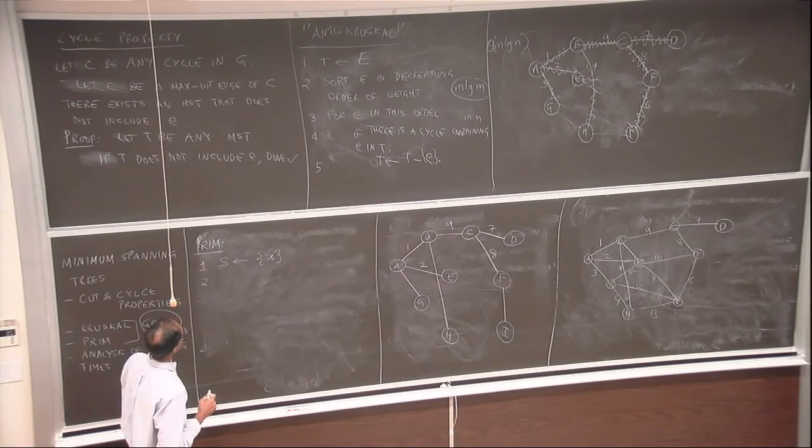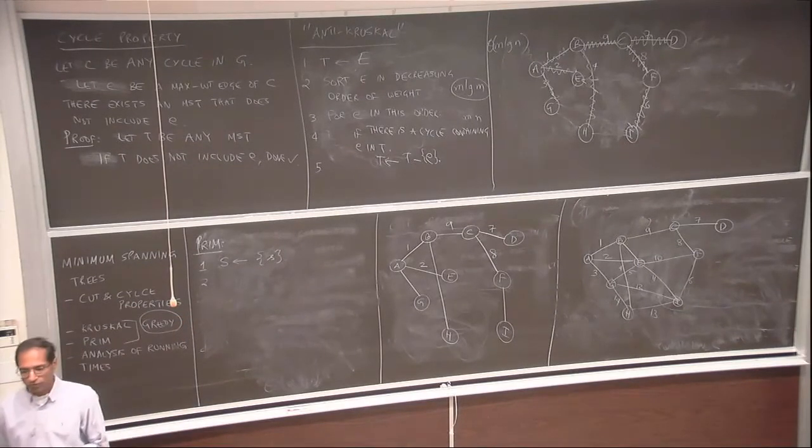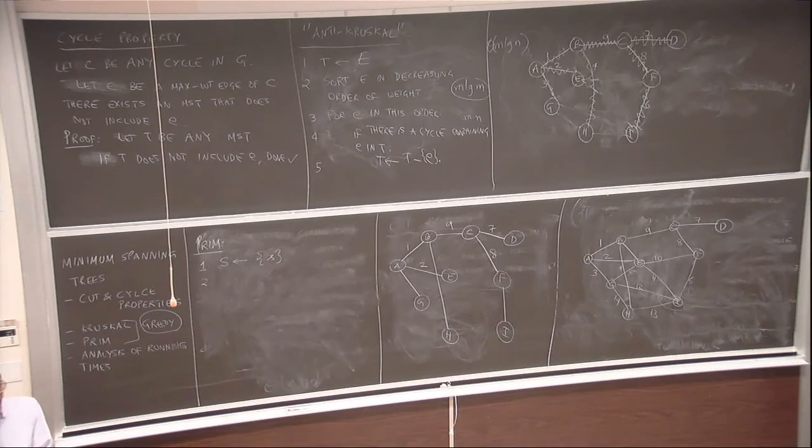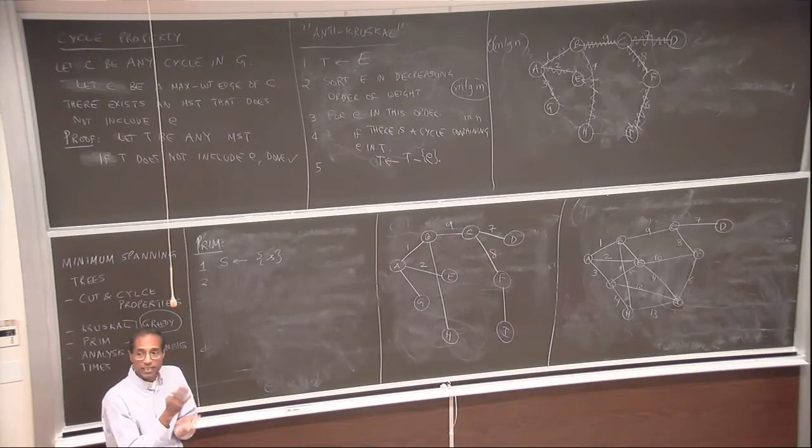So what you do is, for every other vertex, you will keep track of essentially the edge crossing the cut that we will be looking at. So every time we will have a notion of a cut, and we will keep track, for all those vertices that have edges crossing that particular cut, of the least weight edge, because we want to pick the least weight edge crossing the cut.